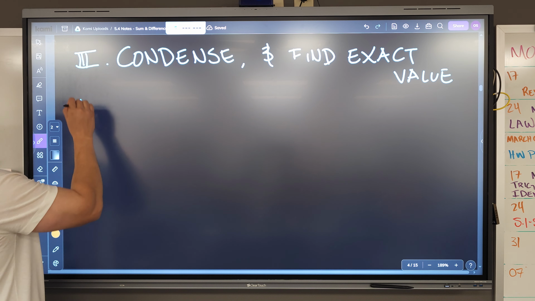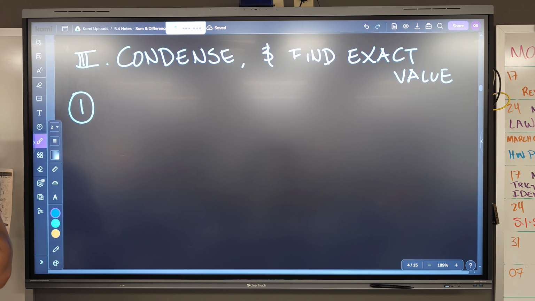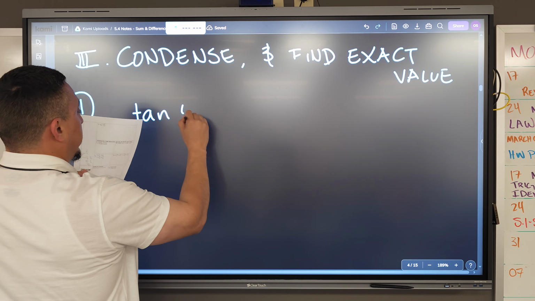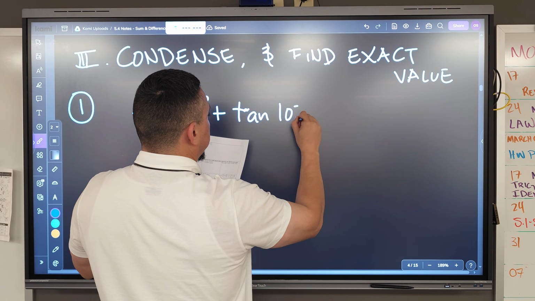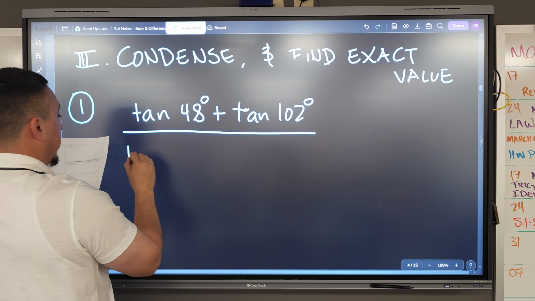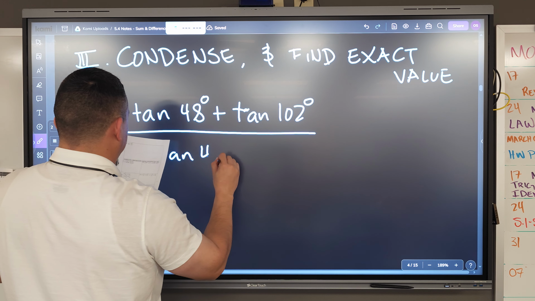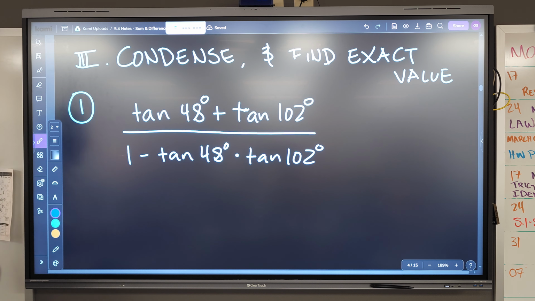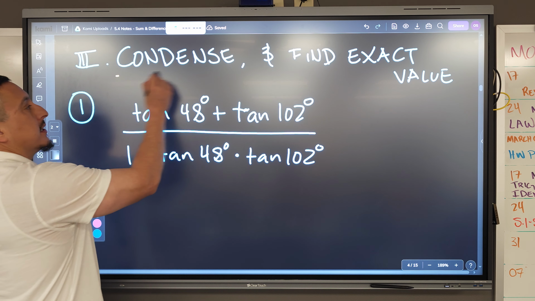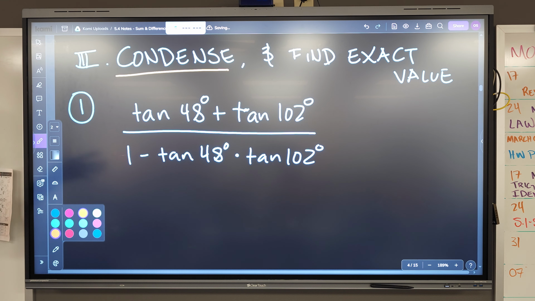Number 1. The tangent of 48 degrees plus the tangent of 102 degrees over 1 minus the tangent of 48 degrees times the tangent of 102 degrees. Guys, when you see this on a test, it looks like a monster of a problem. Like, how in the world am I going to do that? It looks super complex. But it's not. We're just condensing. So we're making this big one become a little one.